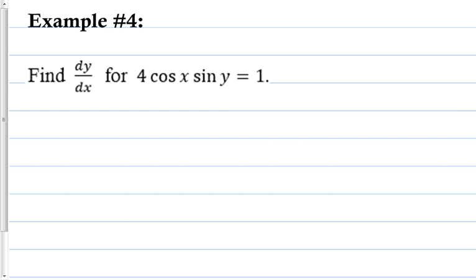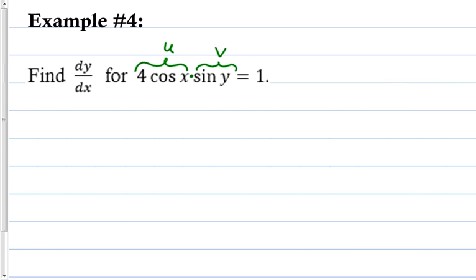Example 4. Find dy/dx for 4 cosine x sine y equals 1. So this is a product rule because these two functions are being multiplied. So what I want to do is I'm going to call all of this u, and I'm going to call all of this v.